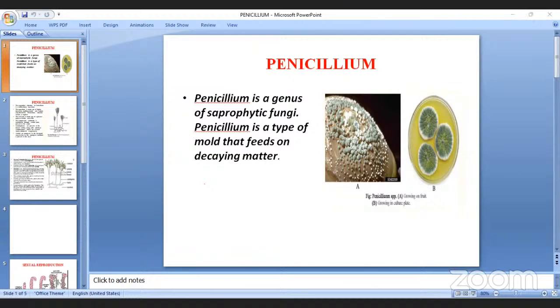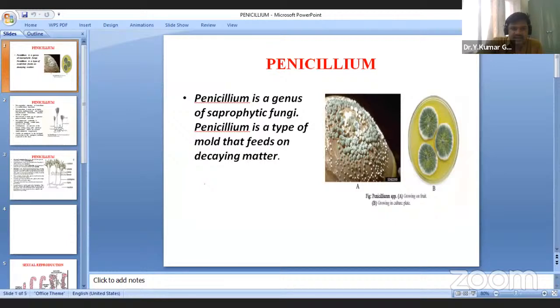Asexual reproduction takes place in a special structure called the conidiophore. Remember, asexual reproduction takes place by conidia formation. Conidium is developed on the conidiophore. Remember it. This conidiophore may be unbranched or branched.